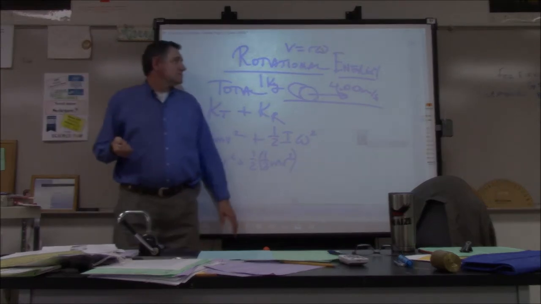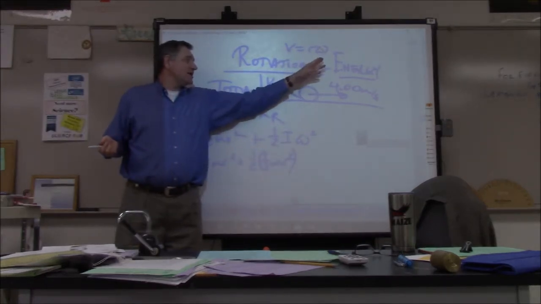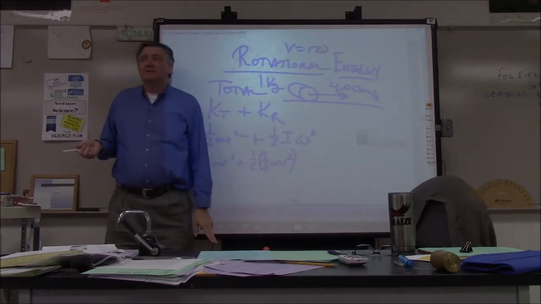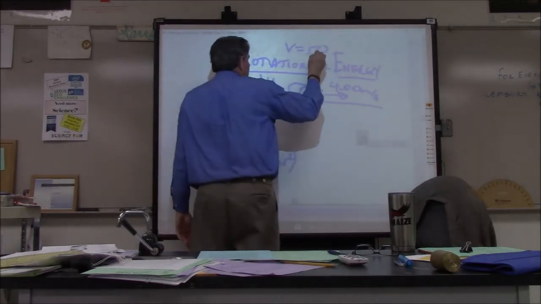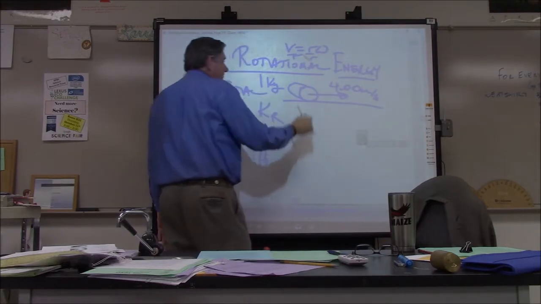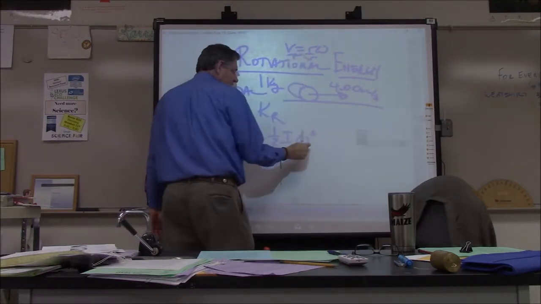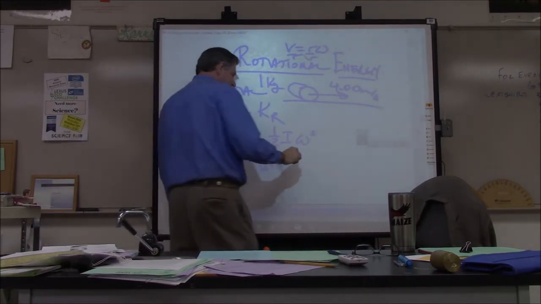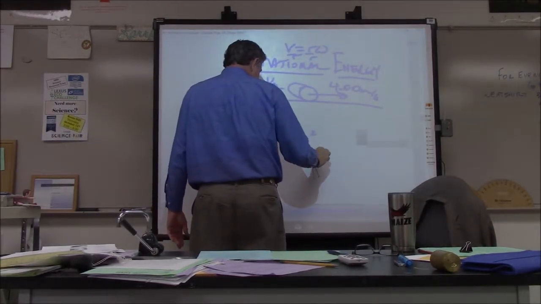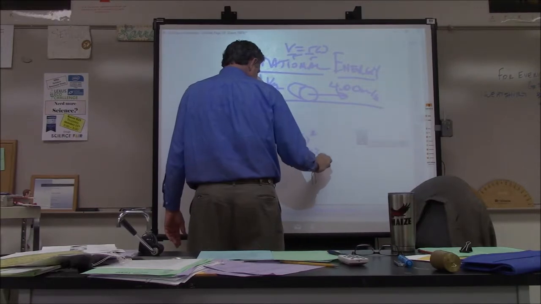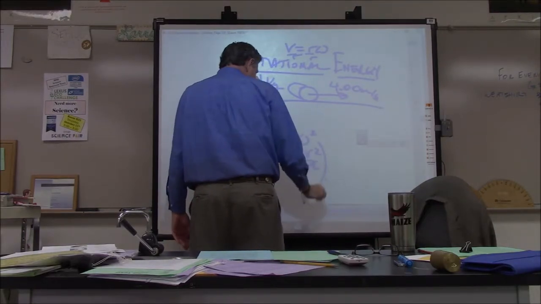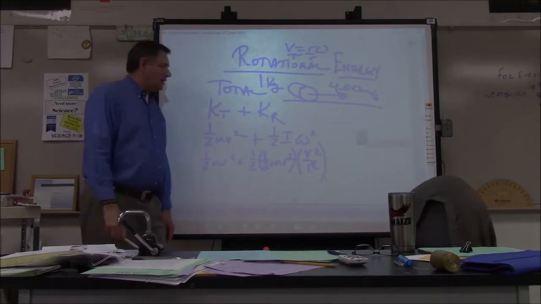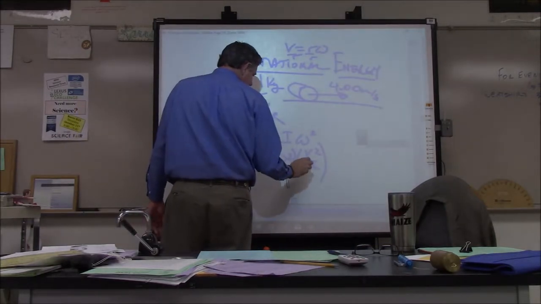If I've got v equals r omega, how can I get omega by itself? Divide by r. Beautiful. So then could I take v over r and substitute that in for omega? Yeah, that will square it. So I get v squared over r squared. So at this point, what's going to happen? I'm going to cancel out my r squareds.